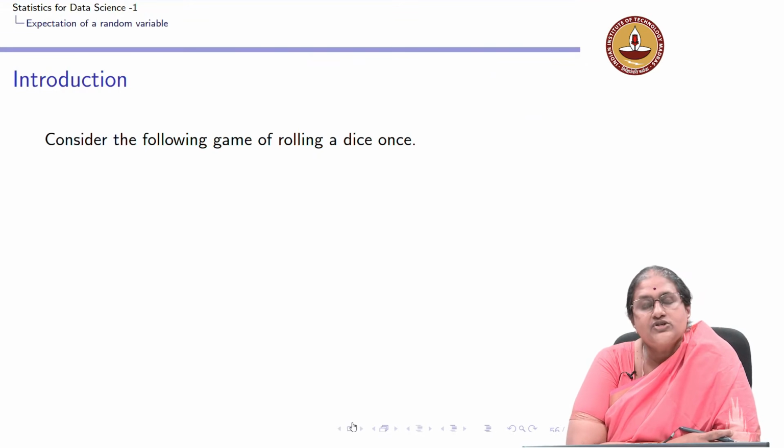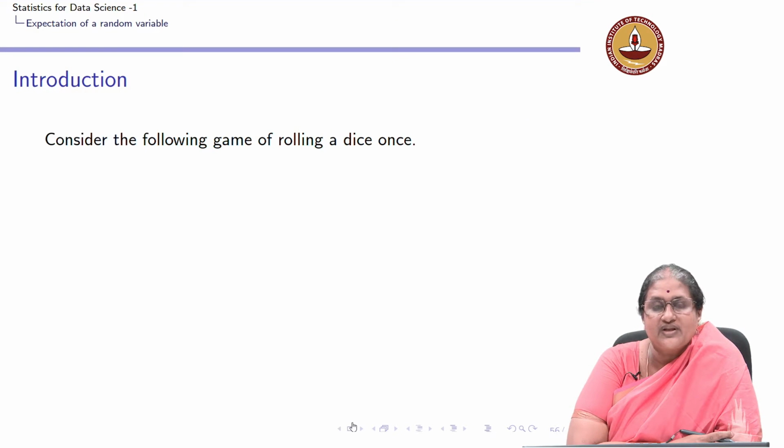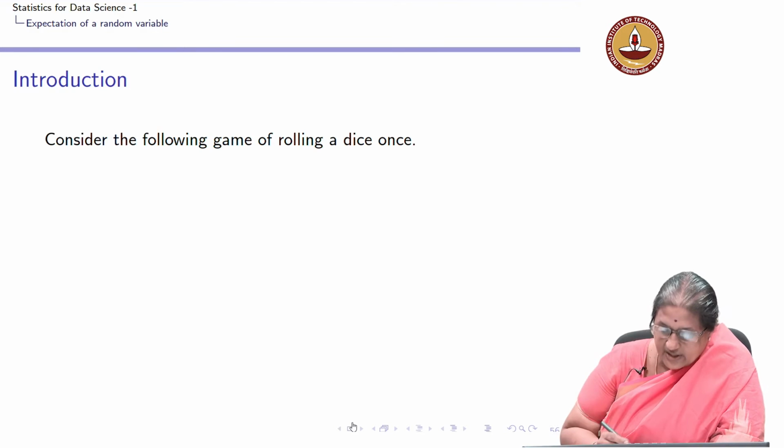I am going to introduce a very important notion, that is the expectation of a random variable. Now consider the following game of rolling a dice once. It is a fair dice, so I am just rolling it once.